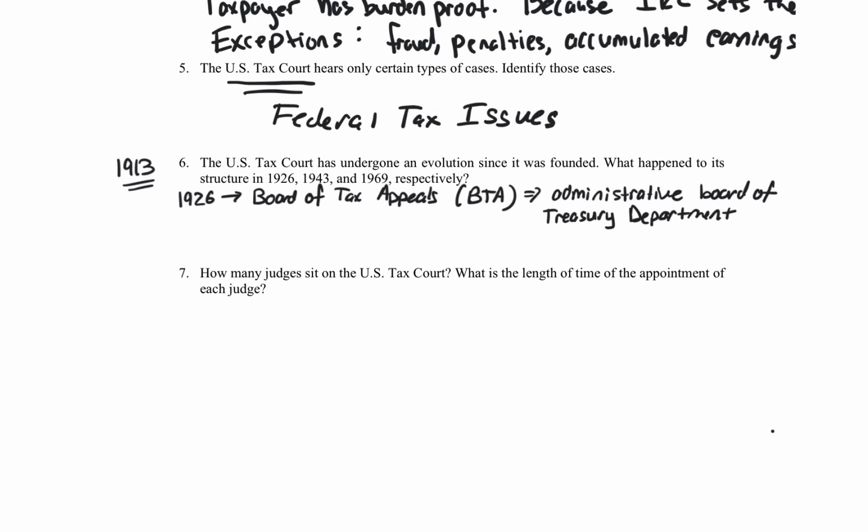That's the idea: at one time, tax cases actually were brought before an administrative board. There really was not a tax-devoted court. Now, when you went to this, you could appeal to the Circuit Court of Appeals and the Supreme Court, but from 1926 until 1969, the tax court was not, as we see it today, a separate federal law court. It was not part of the judicial branch, it was part of the administrative branch. Okay? So 1926, Board of Tax Appeals, administrative board of the Treasury Department.